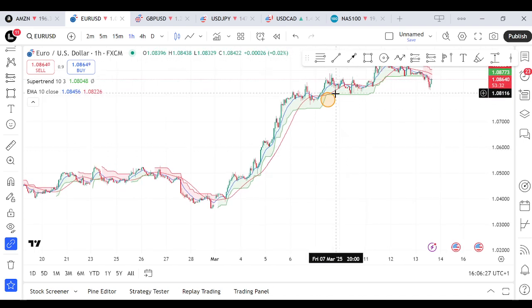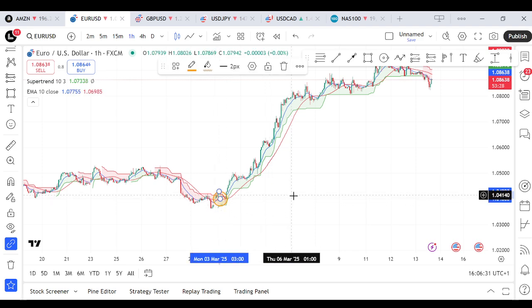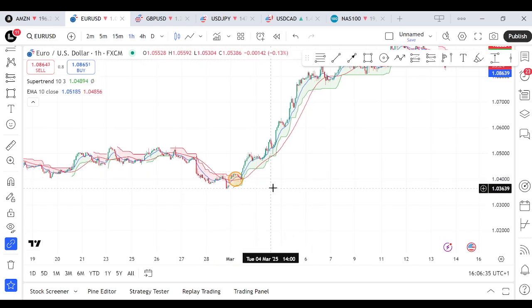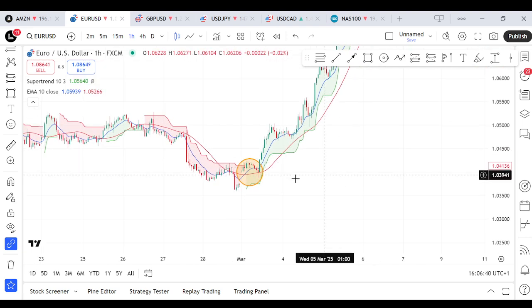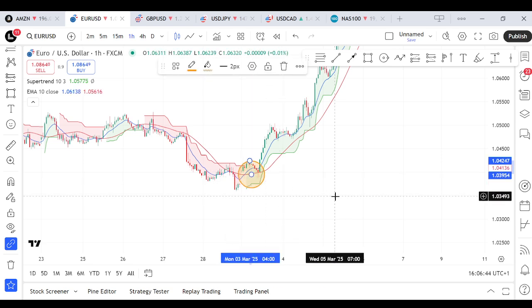This indicates that buyers are in control, just like we have here. And after confirming the trend that yes, we are bullish, remember, we should see price above the Supertrend line, which we have seen right here. And the next step is confirming signals with moving averages.